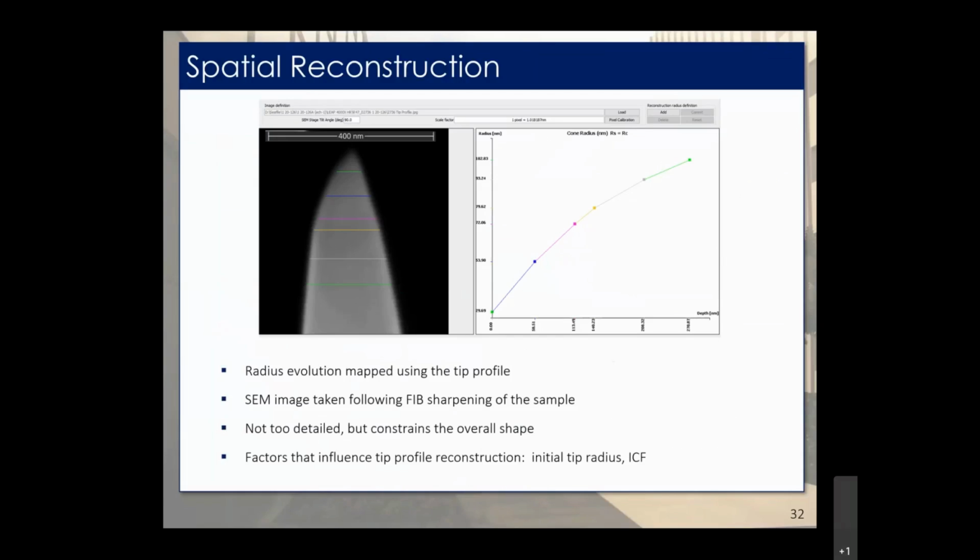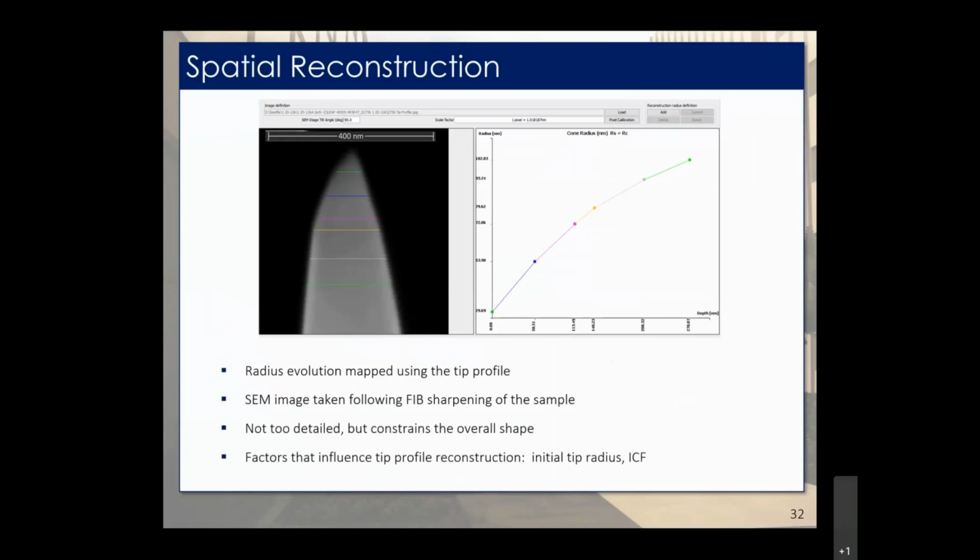Now you can see that this isn't too detailed. We can't see the carbide within it directly from the SEM image. Also, I wouldn't always recommend trying to do extensive imaging on a tip after you finish sharpening it, because of the risk of depositing some carbon on it with the E-beam. But overall, we have the overall shape that we can see here, and we can build that.